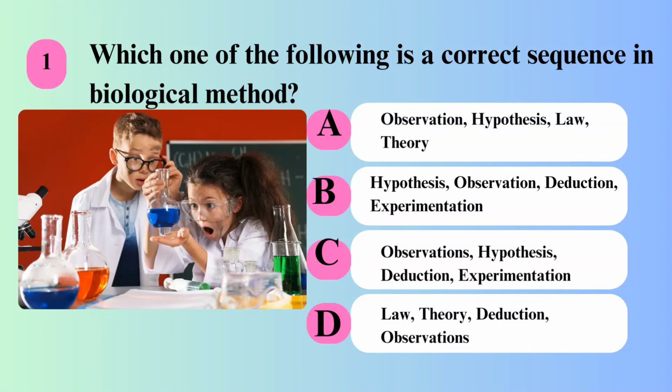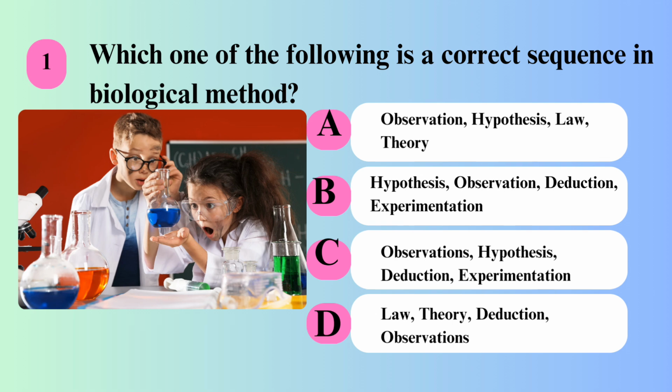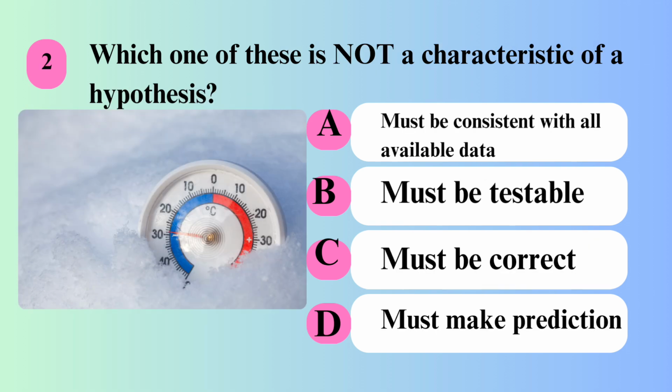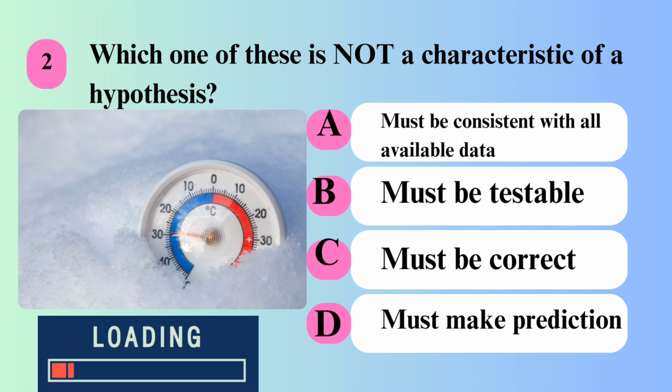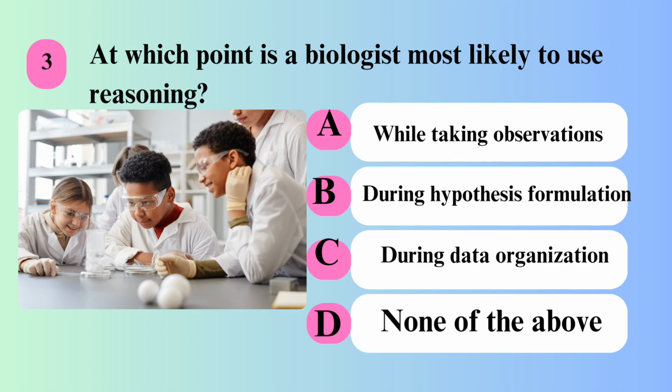Which of the following is a correct sequence in biological method? Observation, hypothesis, deduction, experiment. Which one of these is not a characteristic of hypothesis? It must be correct. At which point is a biologist most likely to use reasoning?